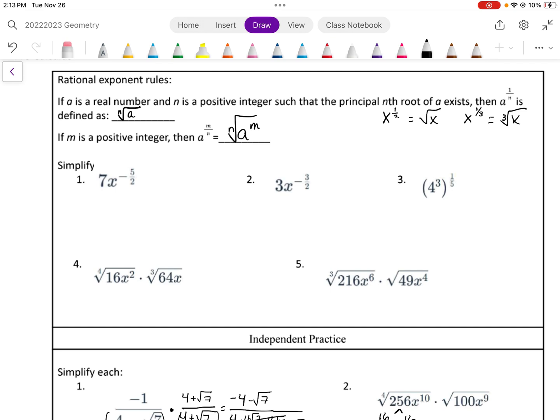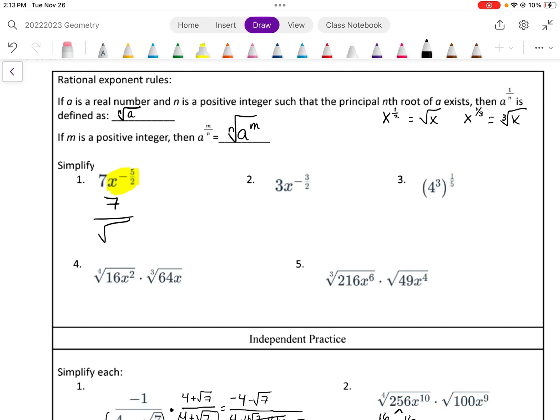Number 1, I have 7x to the negative 5/2. Be very careful here. The 7x is not in parentheses, so that means that negative 5/2 power only belongs to the x, not to the 7. So if you read your exponent rules up at the top, you would have read that if you have a negative exponent, you write the reciprocal. So that x to the negative 5/2 power gets to go to the basement, or the denominator. So I'd have 7 on top, because it does not have the power.